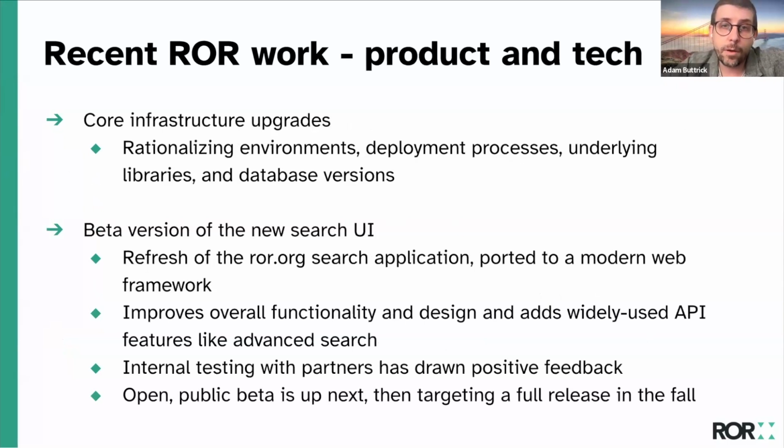At the same time, we've been hard at work on the beta of our new search UI. For those who are new to this work, this is a refresh of the search application folks use every day via ROR.org, which we're now porting to a modern web application framework to both improve its overall functionality and design, and also to add support for some of the widely used API features, things like our advanced search functionality. The news here is that we're just about at the finish line for the beta version of this new app, and we've been circulating it with some partners for internal testing, gathering their feedback, and then doing some polishing and refining as we go.